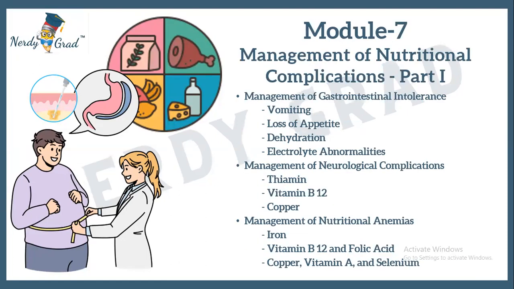In module 7, we'll be discussing the management of nutritional complications. We'll be discussing it as part 1 and part 2. In part 1, we'll be discussing the management of gastrointestinal intolerance, which includes vomiting, loss of appetite, dehydration, and electrolyte abnormalities. And the second one is management of neurological complications, in which we'll be discussing the role of thiamine, vitamin B12, and copper. And in the management of nutritional anemias, we'll be discussing the micronutrients, including iron, vitamin B12, folic acid, copper, vitamin A, and selenium.